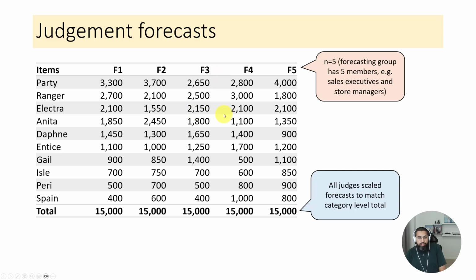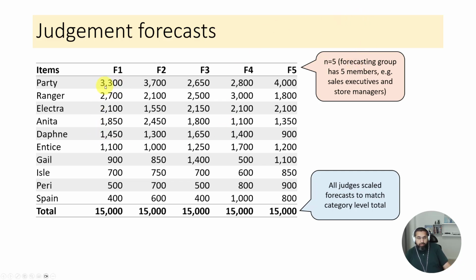Okay, so let's look at this data. This is the data from our forecasting team. We have 5 people. They may be sales executives, store managers. We have put them together as our forecasting team. And for each new SKU, each new parka we are launching, each person gives a forecast.